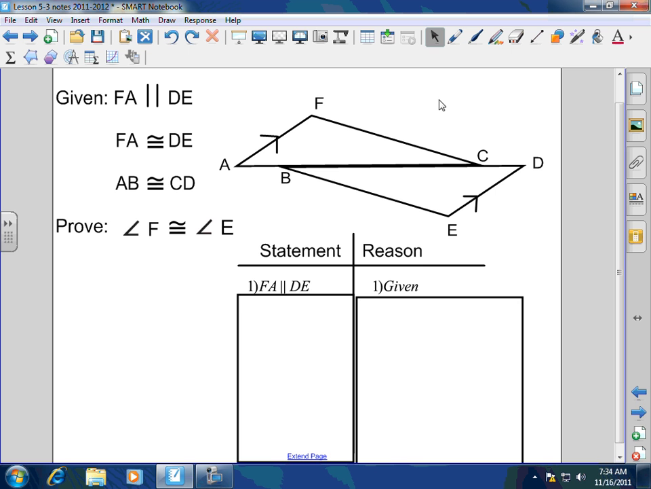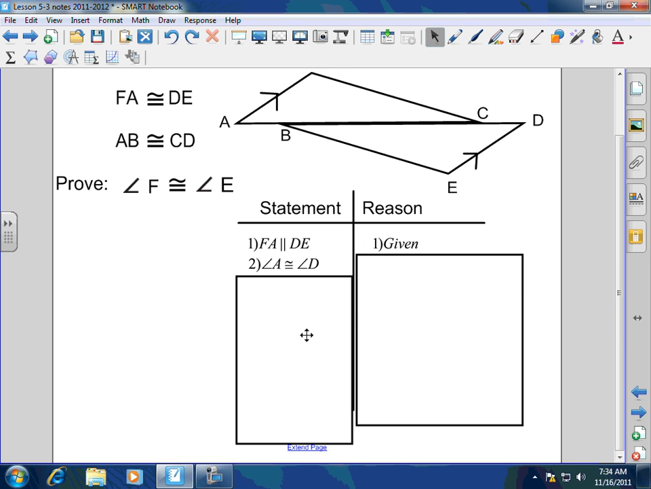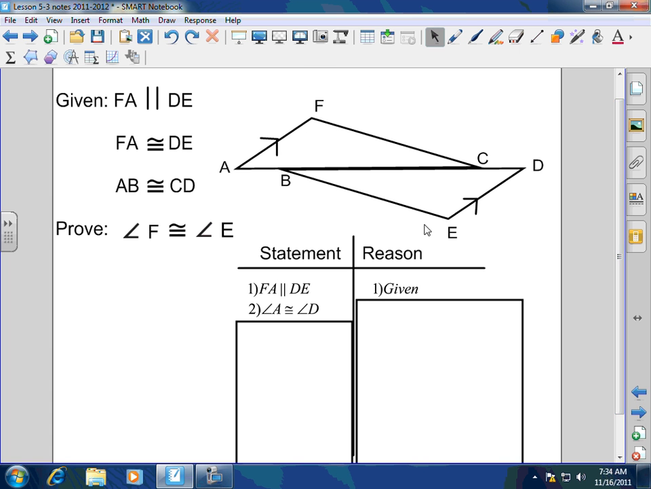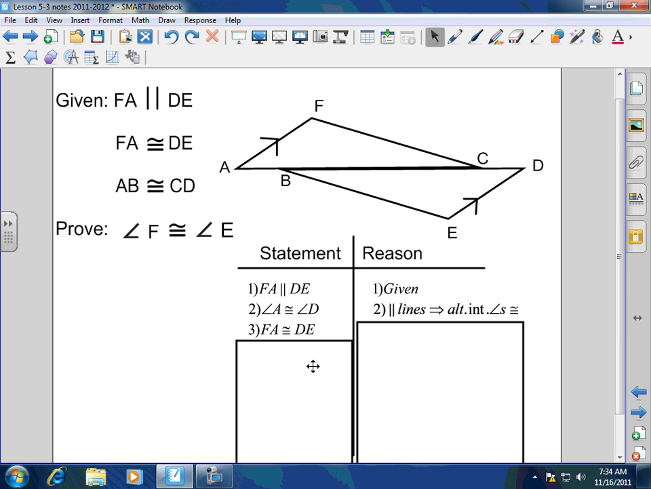All right, guys. So FA is parallel to DE. All right, so let's see what else. What else will we do now? Correct. Very good. Angle A would then be congruent to angle D. Why? Well, look at the Z we got. So angle A would be congruent to angle D. Why? Because parallel lines, then alternate interior angles are congruent. All right, next.